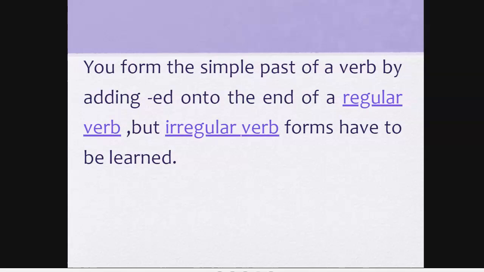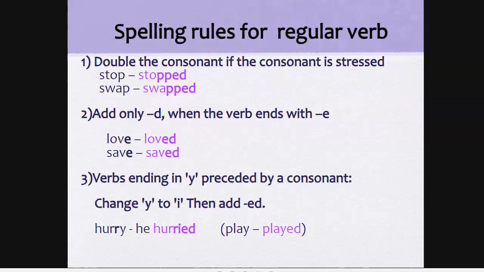We form the simple past of a verb by adding -ed onto the end of a regular verb. But irregular verb forms have to be learned. Spelling rules for regular verbs: the first one, the second one, and the third one.